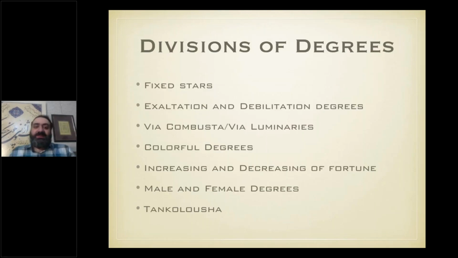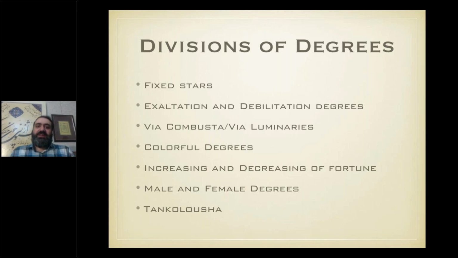And sometimes some degrees are very important. Basically, the fixed stars are very important. The degrees of the fixed stars are changing something like 1 degree per 72 years. And some other degrees, like the degrees of exaltation and debilitation of the planets, are very important. Some areas, like the Via Combusta and Via Luminaris, are also considered very important. I go to the detail. These are the areas I'm going to cover in this lecture.